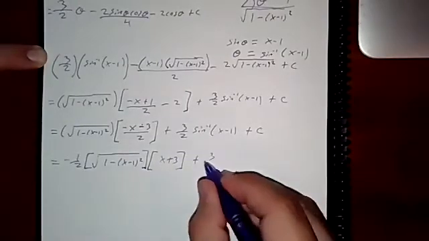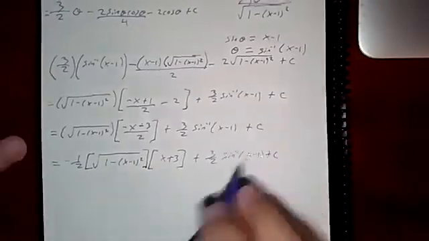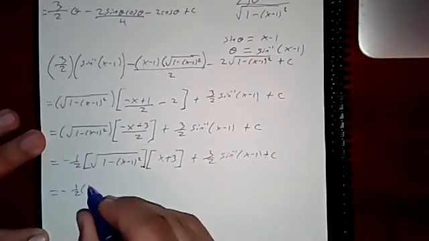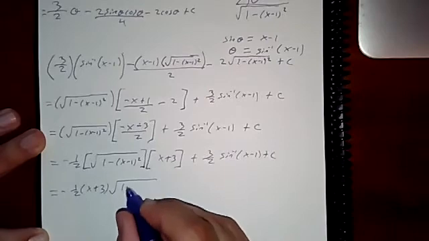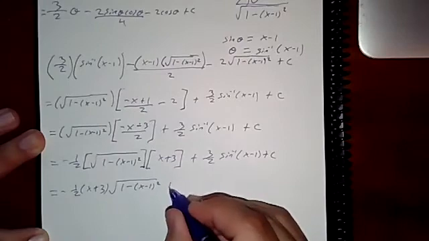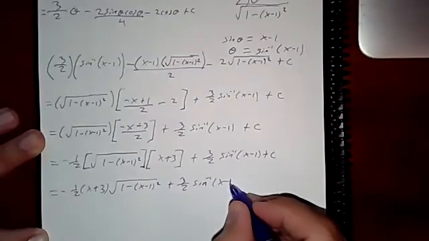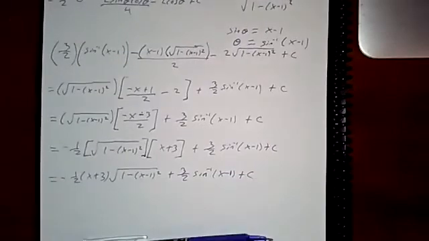And that's it. I guess I don't need all those brackets. Just to make it a little bit prettier, that would be 1/2 x plus 3 times the square root of 1 minus x minus 1 squared plus 3 halves sine inverse x minus 1. That's as pretty as it's going to get, guys. But again, this is the last question in that homework, so this is one of the harder ones. So don't get discouraged.